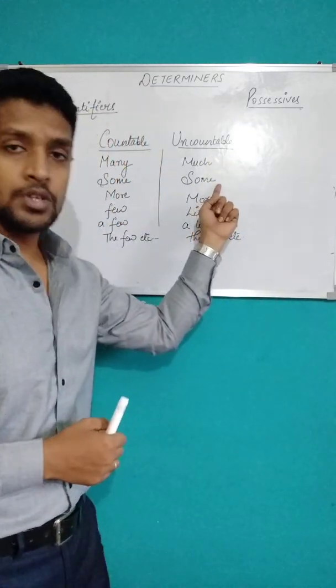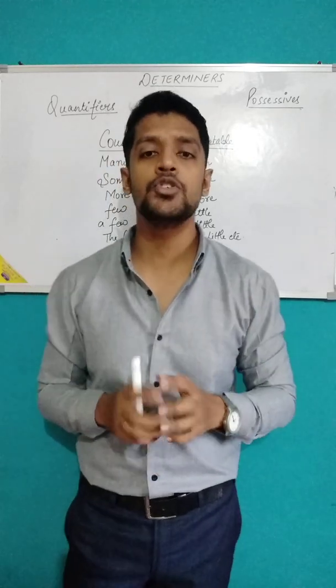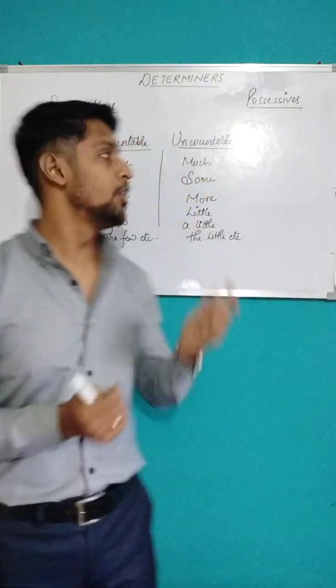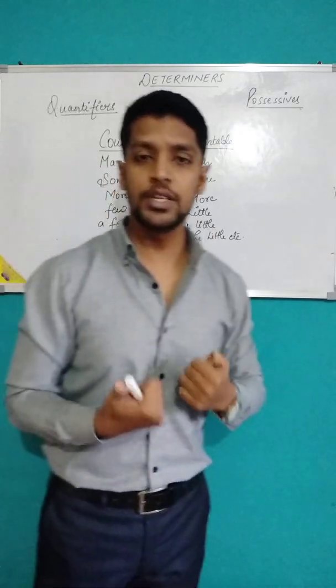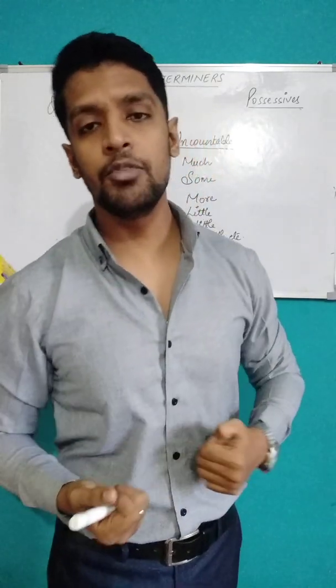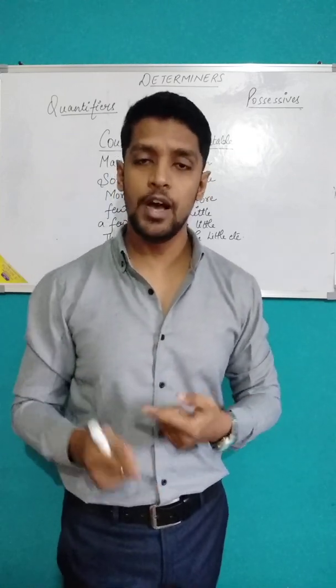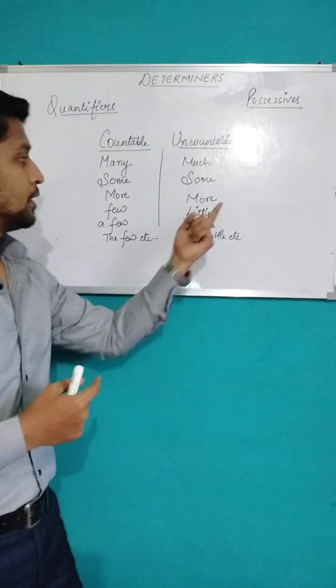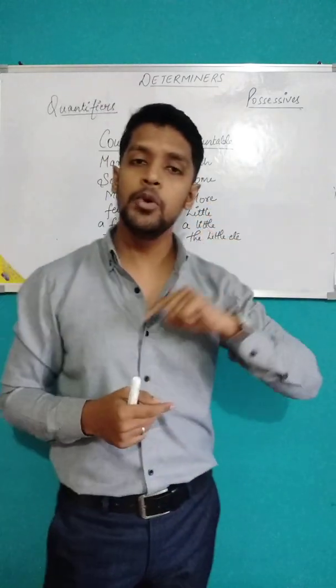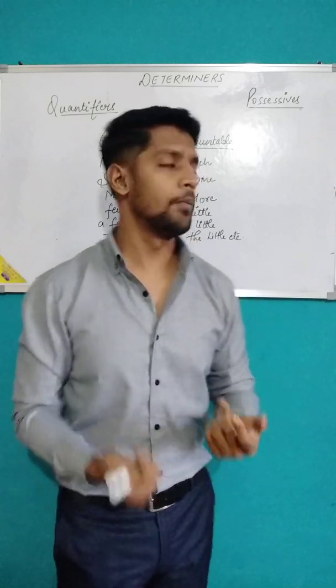Second one comes some. As we had discussed, some is used in both of them, in countable as well as in uncountable. For countable, I have given you the example. Now let's take an example for uncountable. Give me some milk. Here milk cannot be counted, but it can be measured. So some comes in both the cases, countable as well as uncountable. Same goes for more. More can be used in both of them. Give me some more milk or give me more milk.